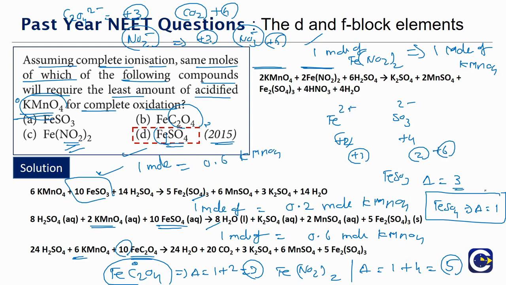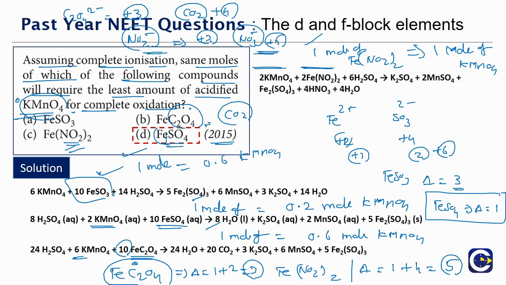When it is undergoing complete oxidation means iron will change from plus 2 to plus 3. Sulfur in FeSO3 means it will change. FeSO4 means sulfur cannot change, already sulfur is in the highest oxidation state. In C2O4 2 minus, carbon can change from plus 3 to plus 4 when carbon is undergoing oxidation to CO2. Here also in this nitrite, nitrogen is what? Plus 3 state. It can undergo oxidation up to plus 5 state.